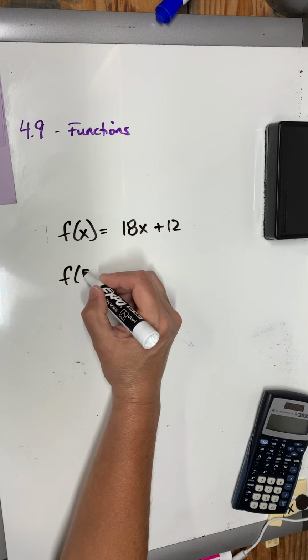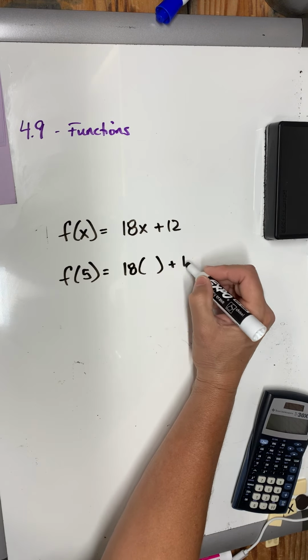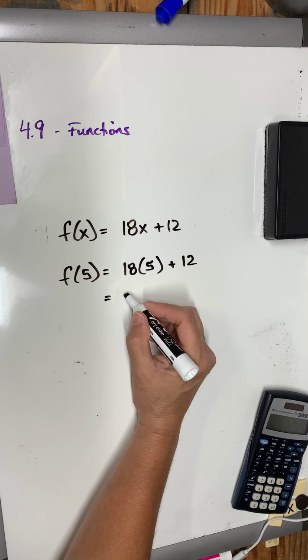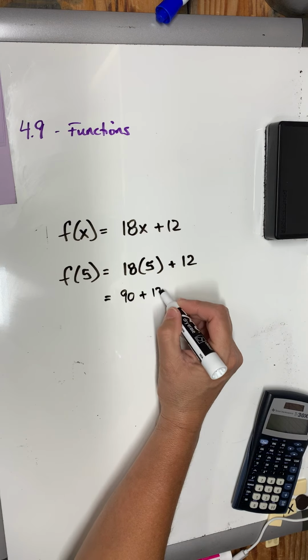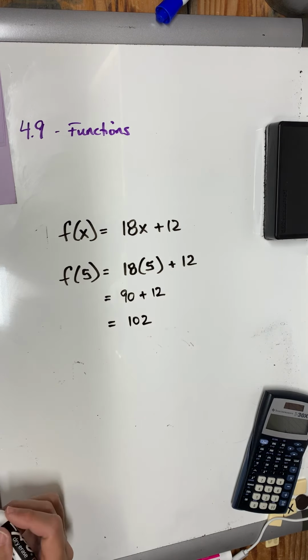So this part is pretty easy. We're practiced on this now. So I've got 5 goes in there. 5 times 18 is 90 plus 12 will give me 102. So that's my answer for that.